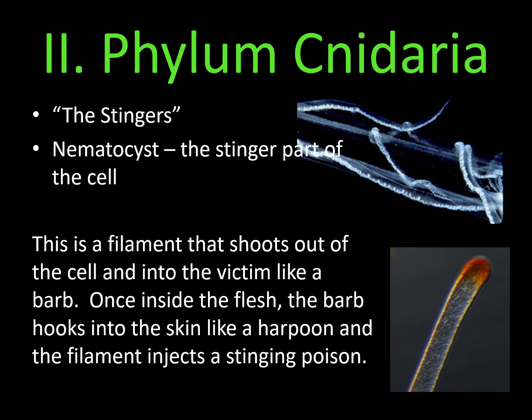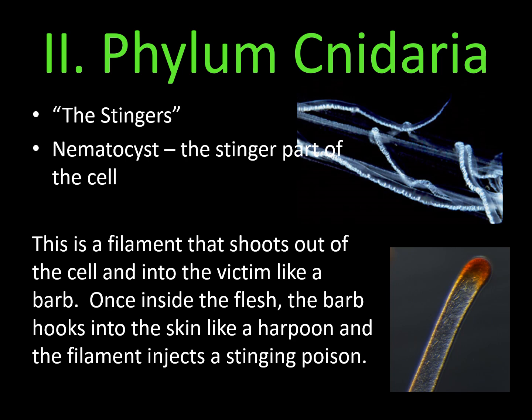Roman numeral 2 is going to be phylum Cnidaria. The C is silent, so these are the cnidarians, and these are the guys that have stingers, and their stingers are called nematocysts. That's the stinging part of the cell. It's like a filament that shoots out of the cell and into the victim like a barb. Once it's inside the flesh of the victim, the barb hooks into their skin like a harpoon, and the filament then injects a stinging poison.